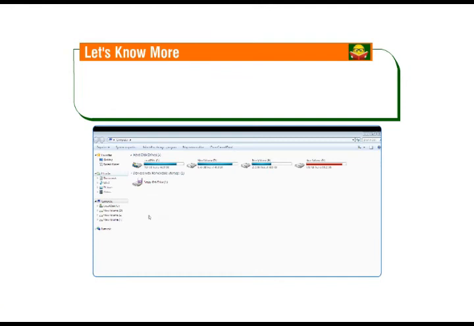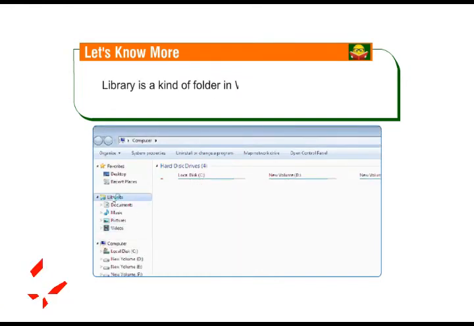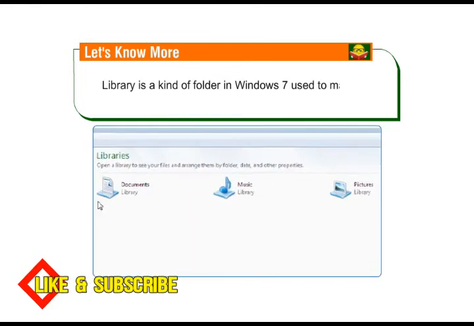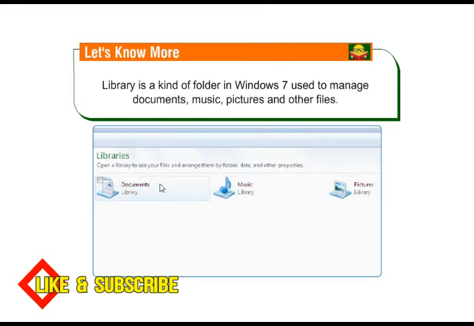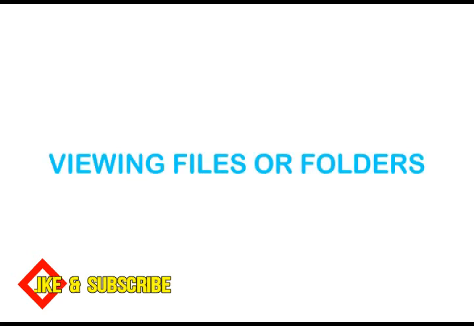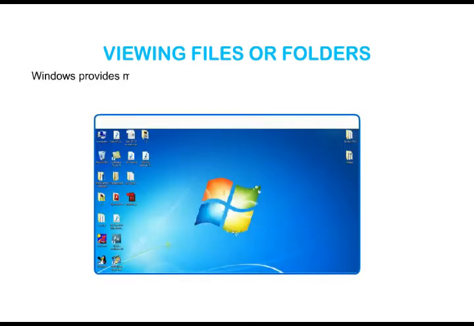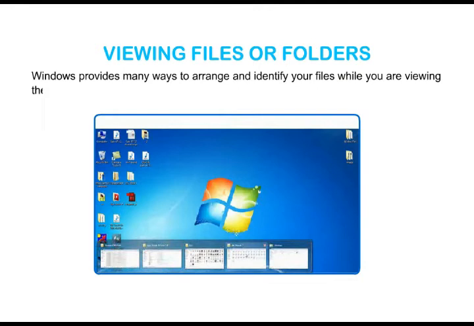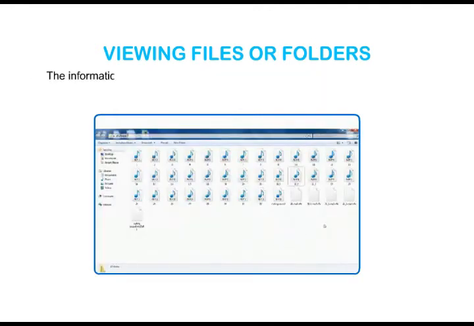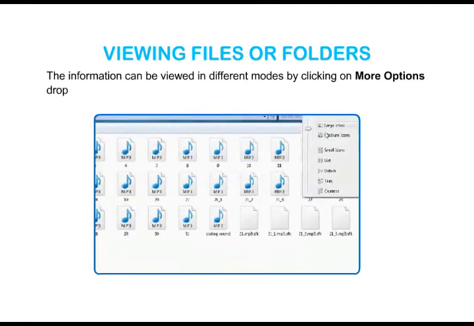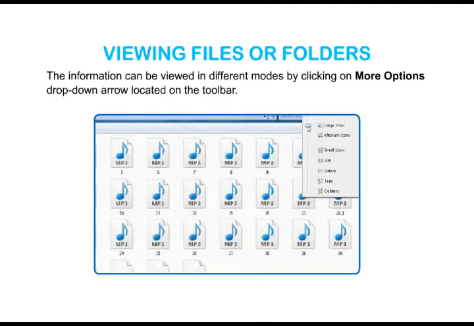Okay, let's know more. Library is a kind of folder in Windows 7 used to manage documents, music, pictures, and other files. Now we shall find out how to view files or folders in Windows 7. Windows provides many ways to arrange and identify your files while you are viewing them. The information can be viewed in different modes by clicking on More Options drop-down arrow located on the toolbar.